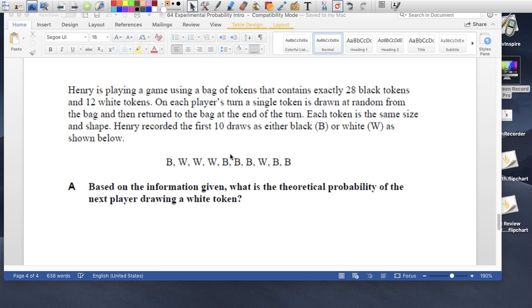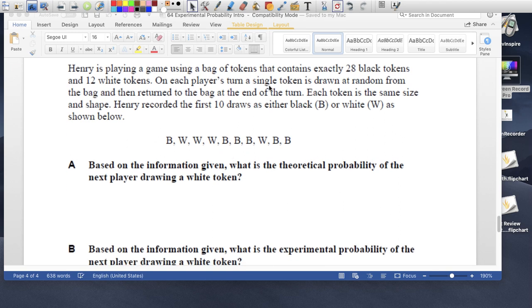Henry's playing a game using a bag of tokens that contain 28 black tokens and 12 white tokens. So I'm going to write 28 black, 12 white, and that gives me a total of 40 tokens. Every time a single player takes a turn, a single token is drawn at random from the bag and then returned to the bag at the end of the turn. So we're going to take one, look at it, and put it back in the bag. So this is definitely independent. Each token is the same size and shape. He recorded the first 10 draws.